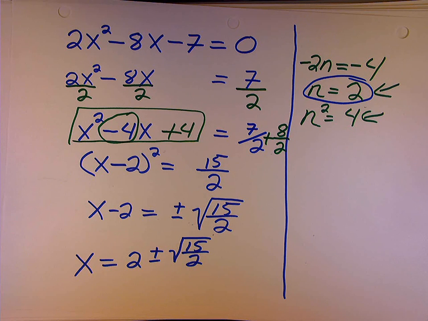Right, to move the 2 from the left-hand side to the right-hand side, I added the 2 to both sides. And that concludes the examples for completing the square.